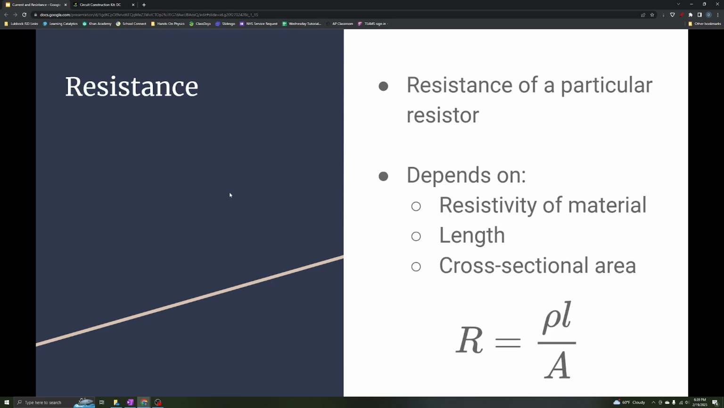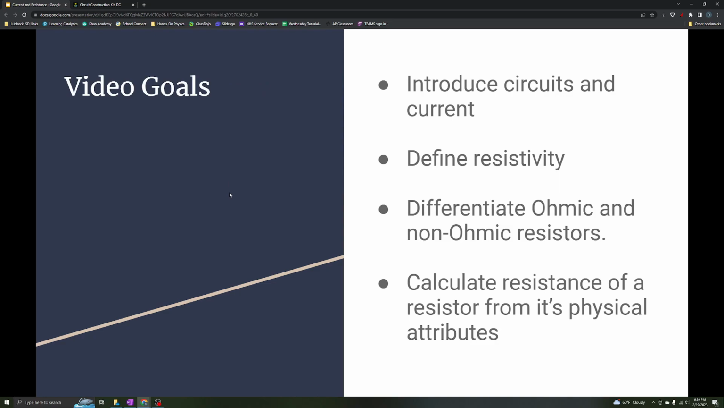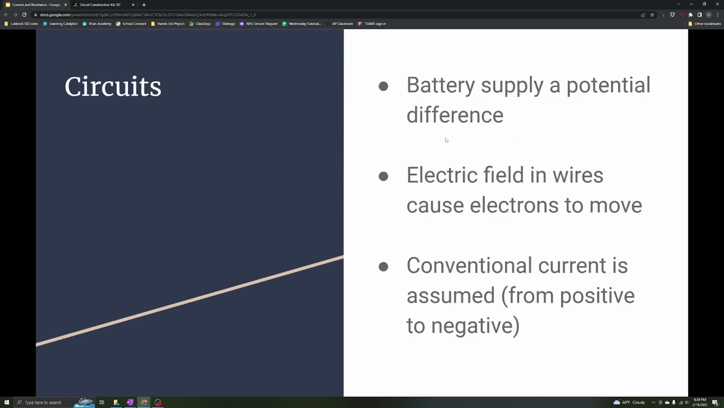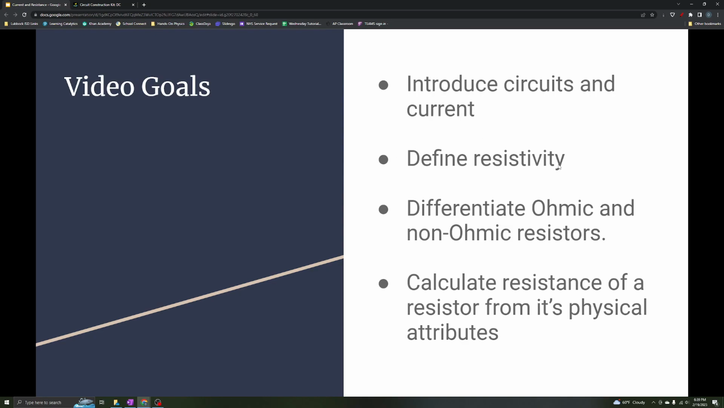Now, let's go back to our video goals here and make sure we've touched on these. So we introduced circuits and current. We talked a little bit about what current is. It's measured in amps or amperes, which is a coulomb per second. We defined resistivity, resistivity being the actual resistance of a material to current flow. We differentiated ohmic and non-ohmic resistors. So the difference is that ohmic resistors are going to have a linear relationship between voltage and current. Non-ohmic resistors do not have a linear relationship. They tend to change as the voltage increases or decreases.